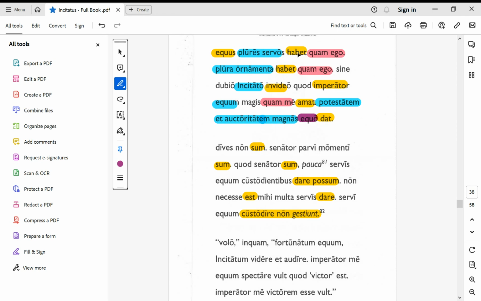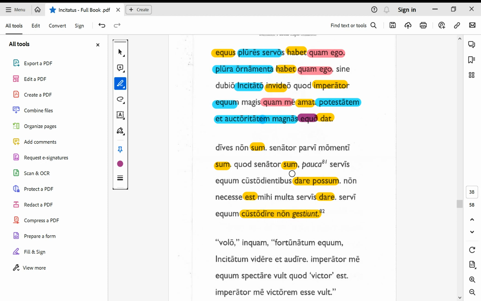The horse has more servants than I do. He has more jewelry, more ornaments than I do. Sine dubio, without a doubt, I envy Incitatus, quote, because the emperor loves the horse more than me. He gives great power and authority, equo, to the horse. Okay. Now we have these sentences here.